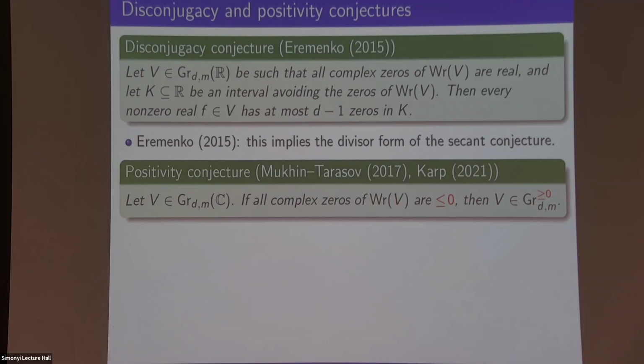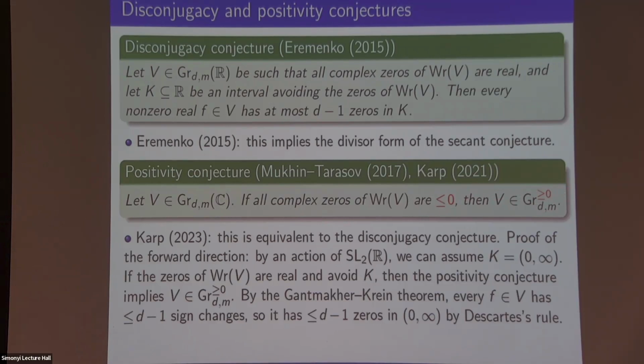So you might wonder, why consider this statement? Maybe it's an elegant statement, but why I was interested in it is because I was able to show it's equivalent to Eremenko's disconjugacy conjecture. And one direction is easy: it's easier to prove that the positivity conjecture implies the disconjugacy conjecture.